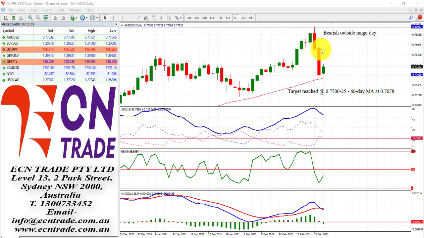Well, on Thursday, the Australian dollar posted a bearish outside range day after rejecting the 80-cent level, and since then has followed through further and reaches its target of 77 cents. And now with a modest rebound in place, as the market has also established the 60-day moving average at 76.78.